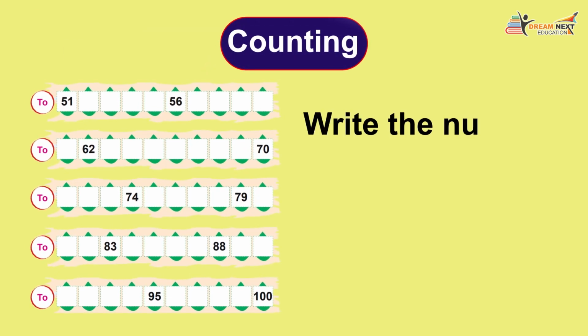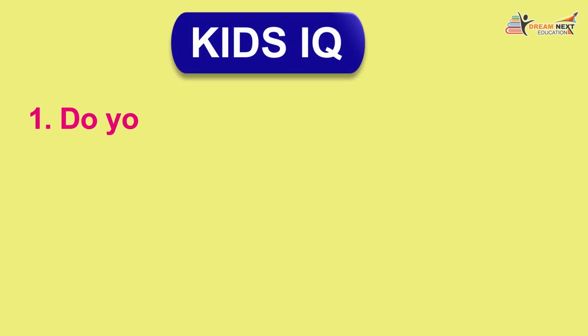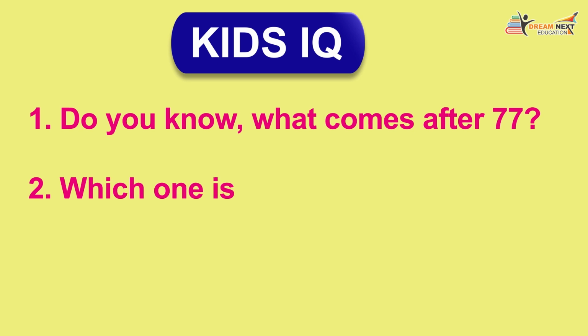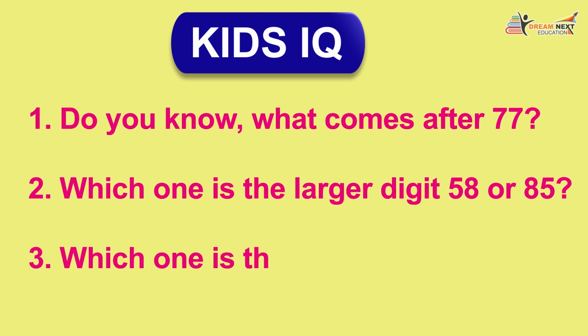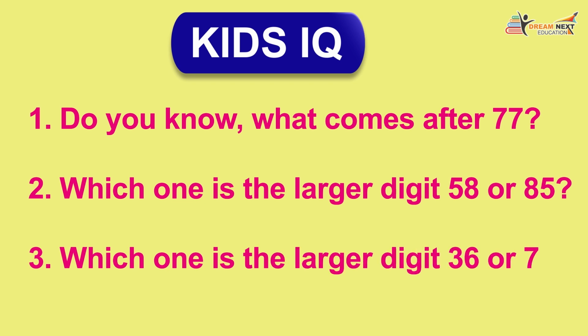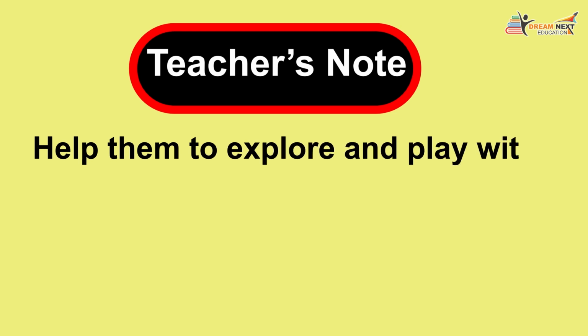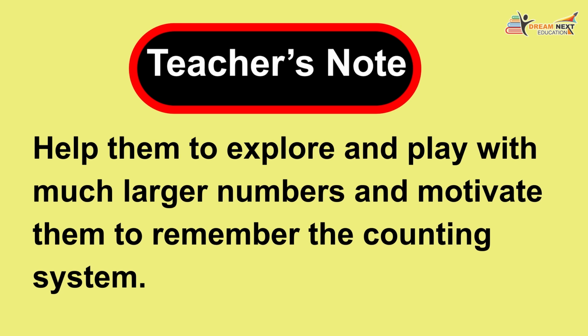Counting. Write the numbers from 51 to 100. Kids IQ. 1. Do you know what comes after 77? 2. Which one is the larger digit, 58 or 85? 3. Which one is the larger digit, 36 or 74? Teacher's note. Help them to explore and play with much larger numbers and motivate them to remember the counting system.